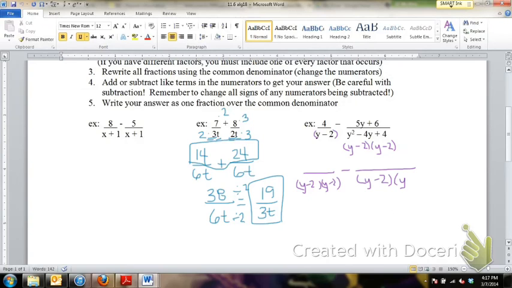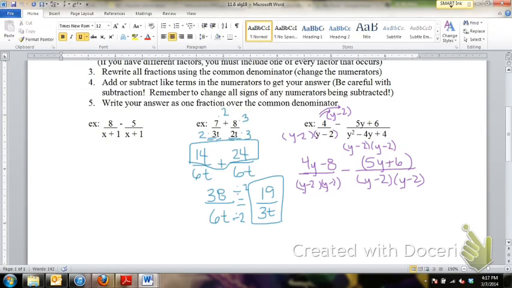So now I have to rewrite my fractions. Now the second fraction I didn't do anything to. But I am going to put him in parentheses because of the subtraction. The first fraction I only had one of the y minus 2's. I put another one in. So again, whatever you put in the bottom, you need to put into the top. So I'm going to distribute there and get 4y minus 8.